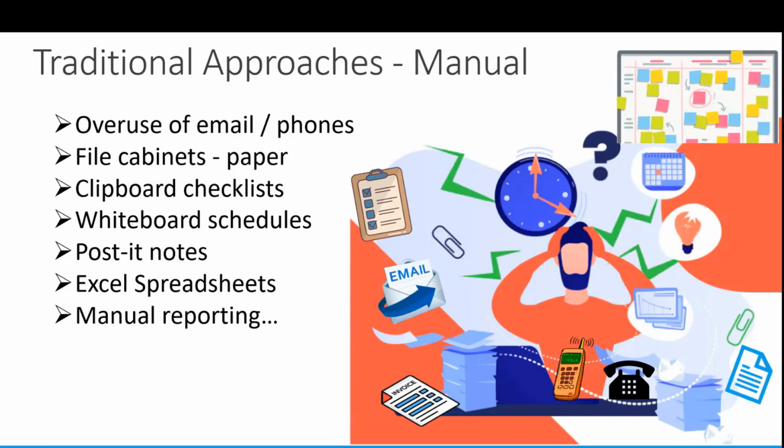Still a lot of paper usage, file cabinets with contracts and paper and invoices and regulations and warranties on assets and stuff like that. Tracking tasks with clipboard checklists or whiteboard schedules with lots of post-it notes all over the place. We see use of Excel spreadsheets, which is fine, but again, that's not necessarily an active shared thing as well.